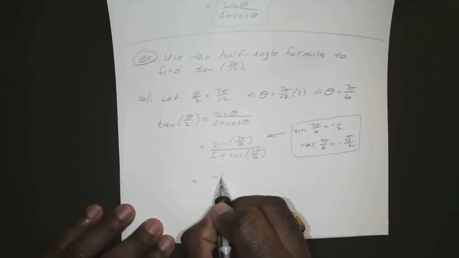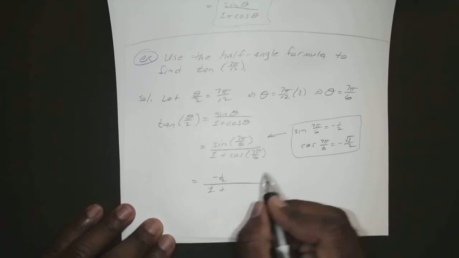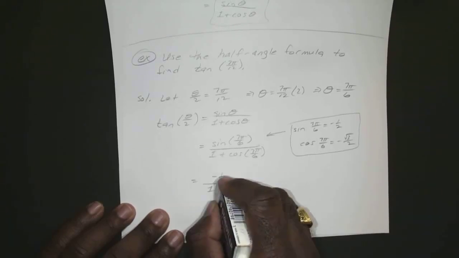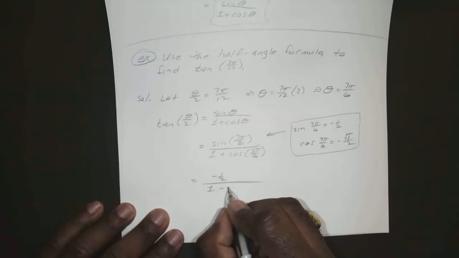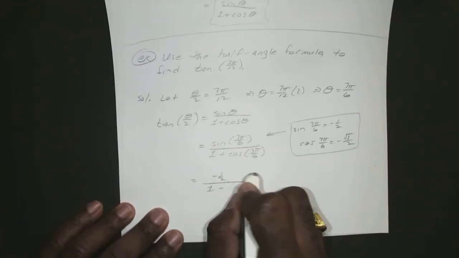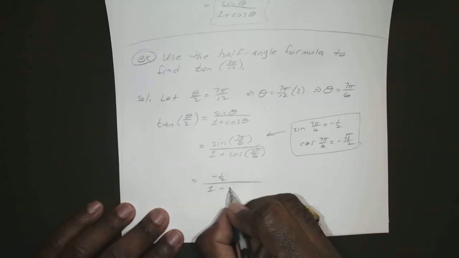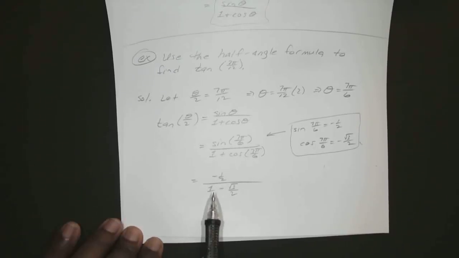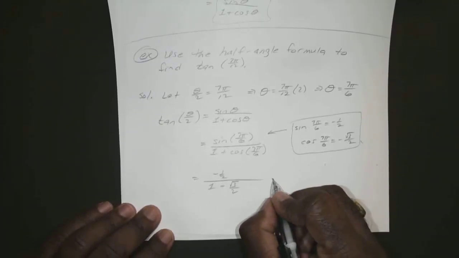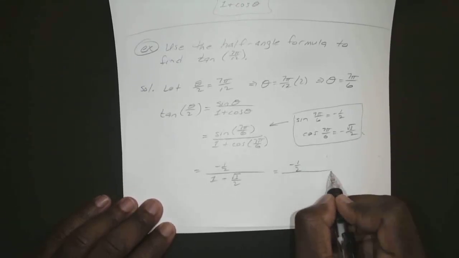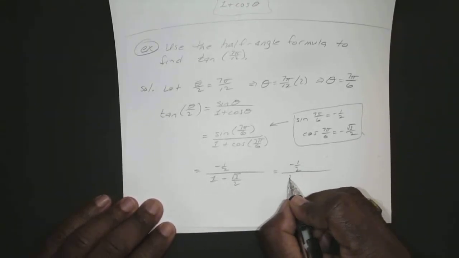Okay, so that's going to be negative 1/2 over 1, might as well say minus, square root of 3 over 2. So if we wanted to, we can make that 1 equal 2 over 2. So you have negative 1/2 divided by 2 minus square root of 3 over 2.